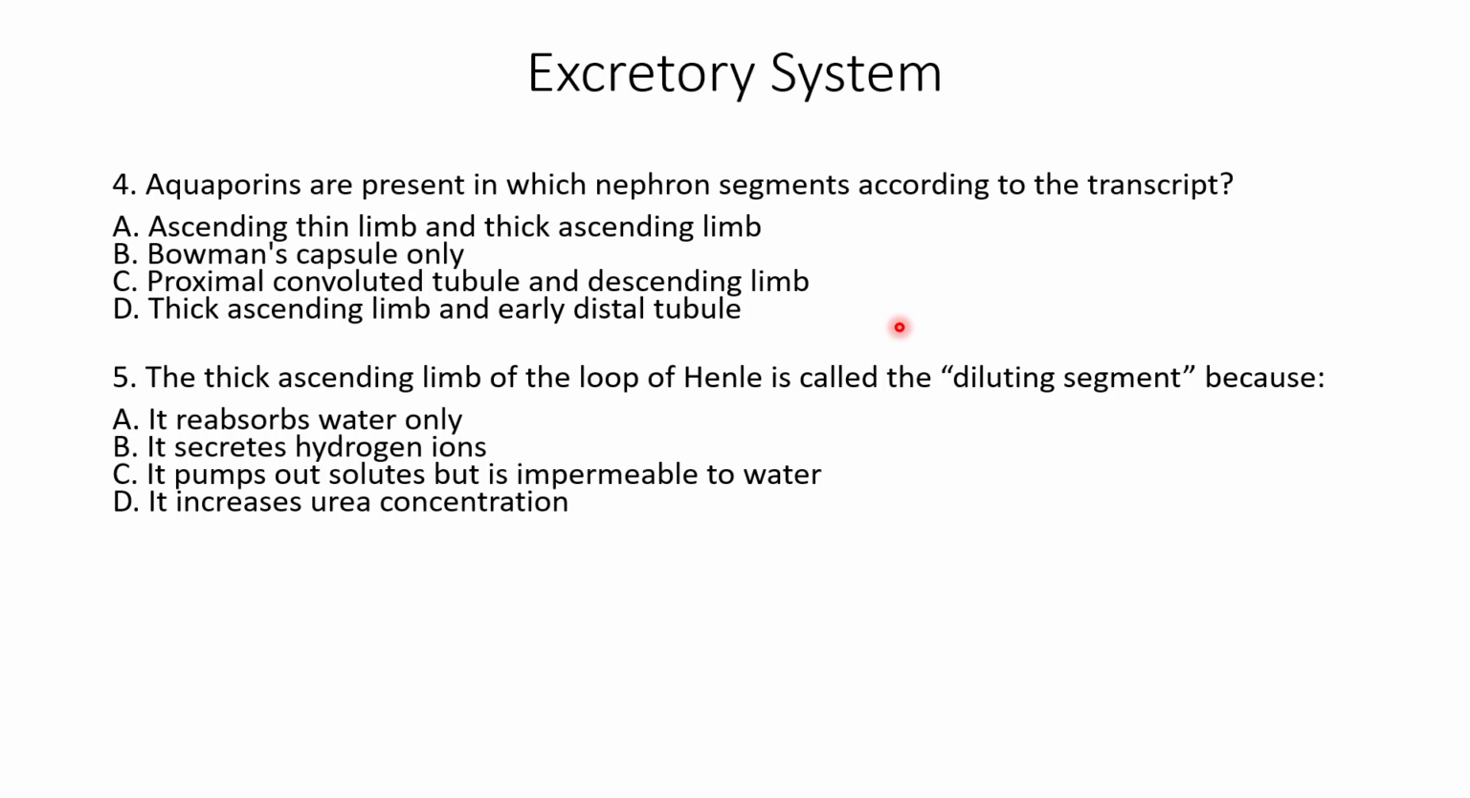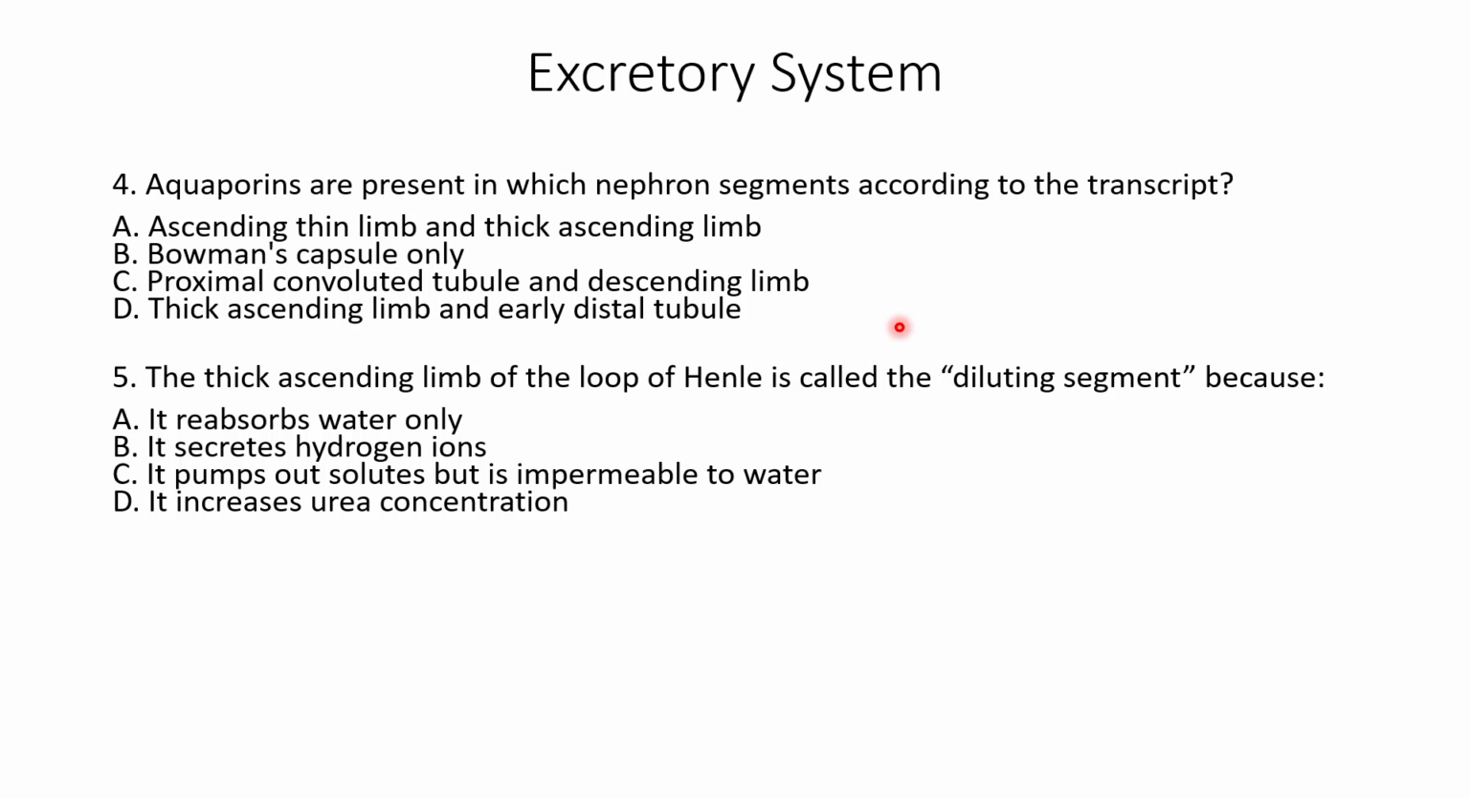So in this case, the thick ascending limb of the loop of Henle is actually impermeable to water. Okay, so this option C, it pumps out solutes. What would happen if it pumps out solutes? The filtrate remaining actually becomes less concentrated. It becomes more dilute. The ascending limb of the loop of Henle does not have much of these aquaporins. I don't think it has any aquaporins.